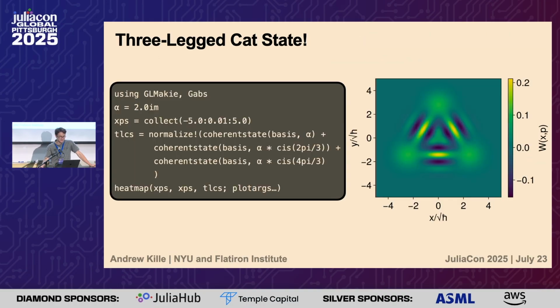I was inspired by Aaron's 3-legged cat state in his Piccolo presentation earlier today. So I decided to just put up a slide where you can quickly make it with Makie. But you can plot any Gaussian state you want with Makie with Gabs. I just thought this was fun.